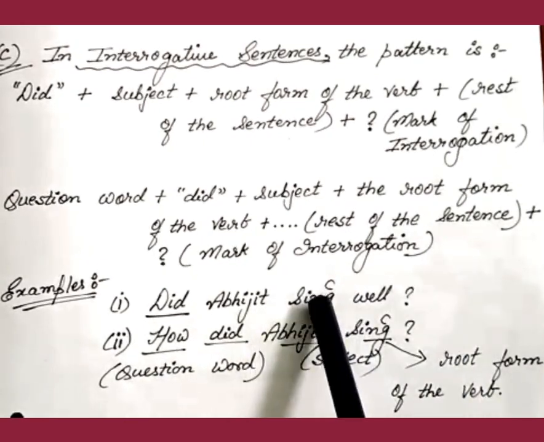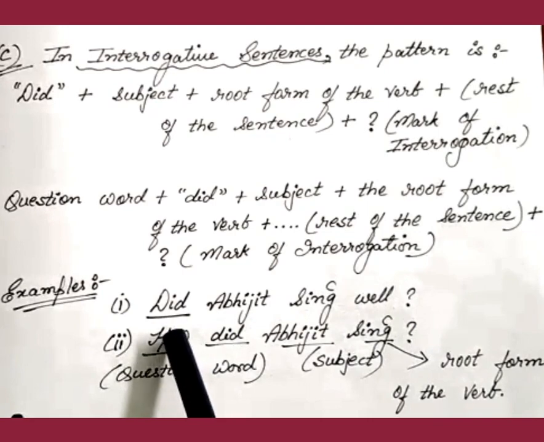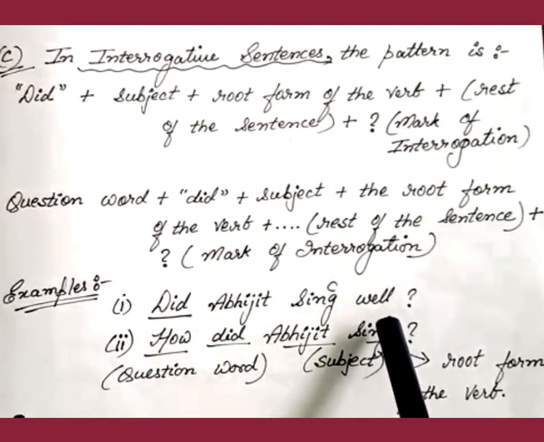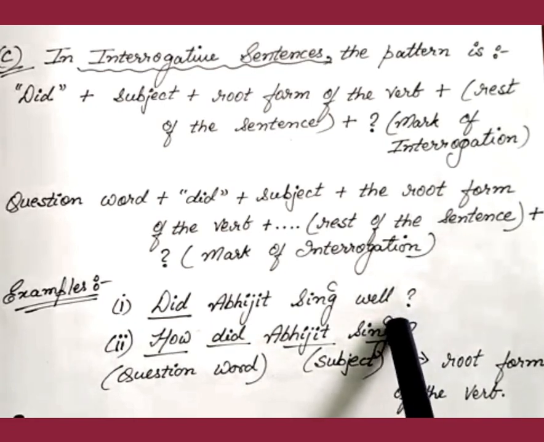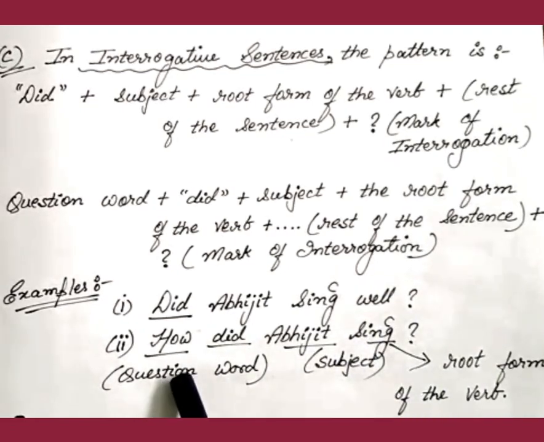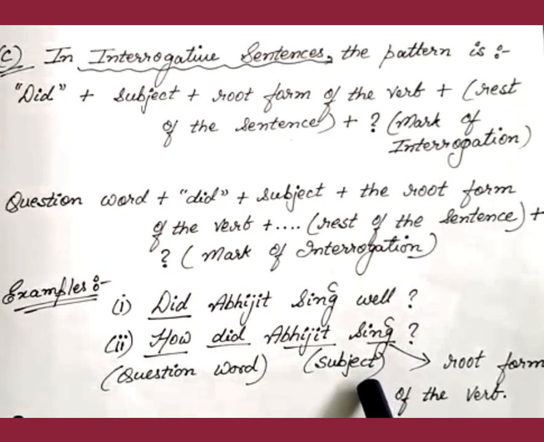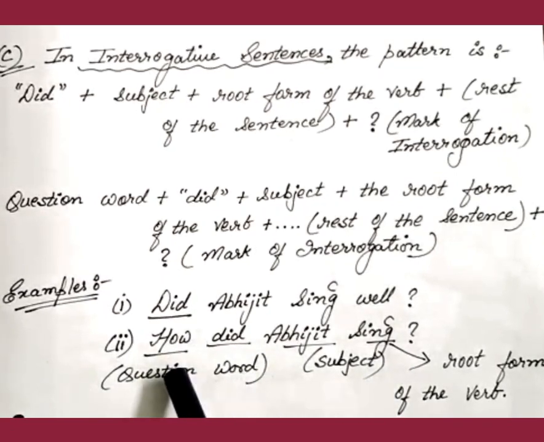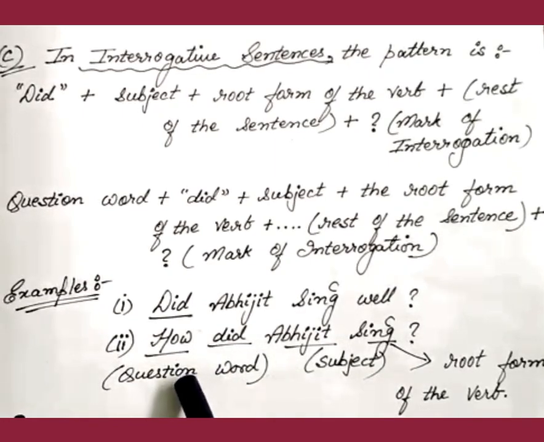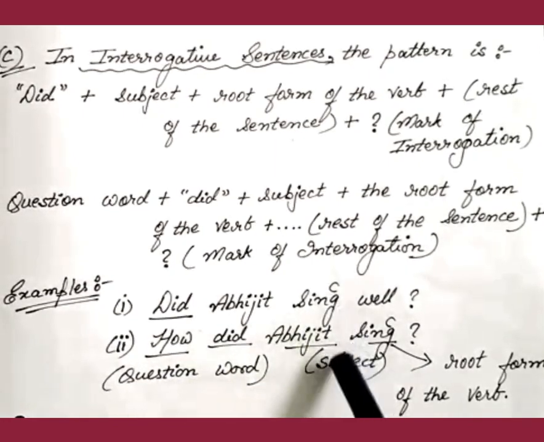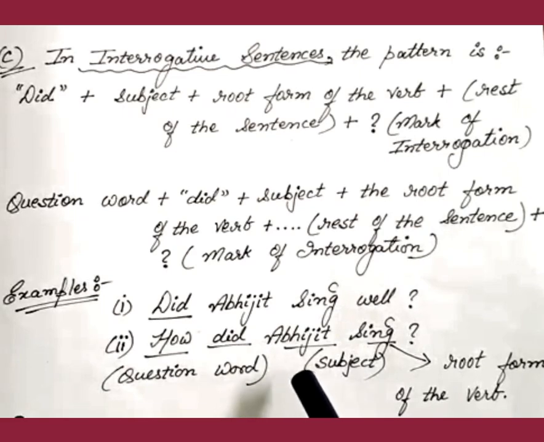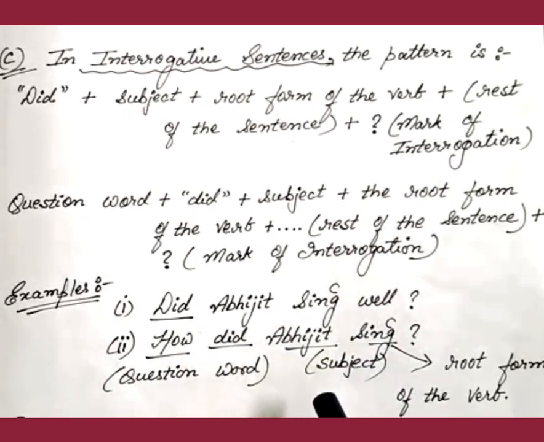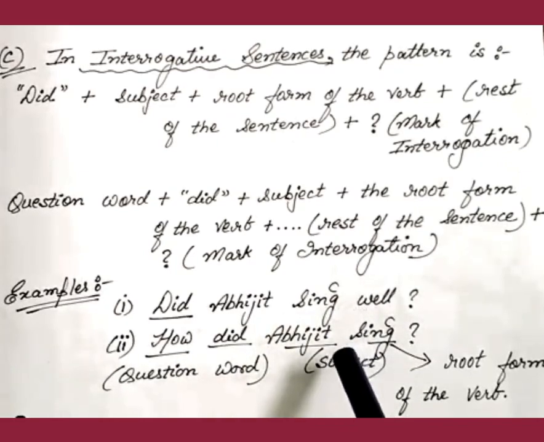So the sentences are of two types here. Did Abhijit sing well? This is one form of interrogative sentence which refers to the past tense. The second one, how did Abhijit sing, also refers to the past tense, but the form is different here. That is, in the beginning of the second sentence, we have a question word. So both the examples are related to the simple past tense, but both are interrogative sentences formed in two different manners.